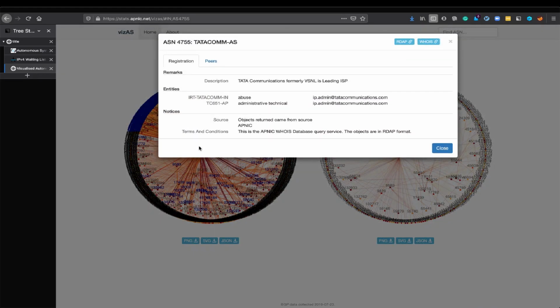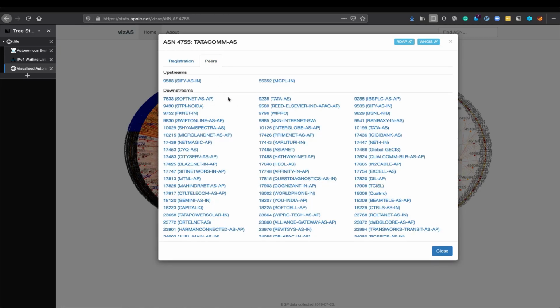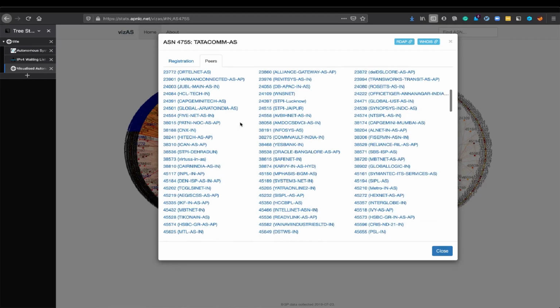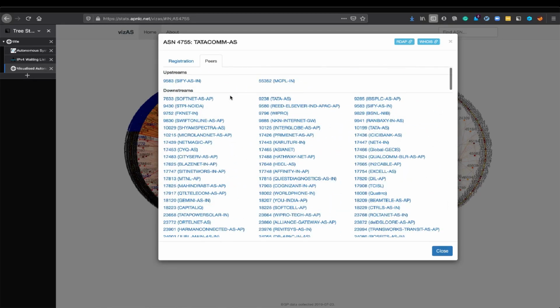Okay, so if we just click on this, we can see a lot of details here, like the POC contact, email ID, and all of that. So you can mail them if you feel something is wrong. The other thing that we are interested in here is known as peers. Okay, we were talking about BGP peering, right? So when Tata Communications was established, they started peering with the other autonomous systems which were present. Okay, and we see two sections here. One is upstream and one is downstream.